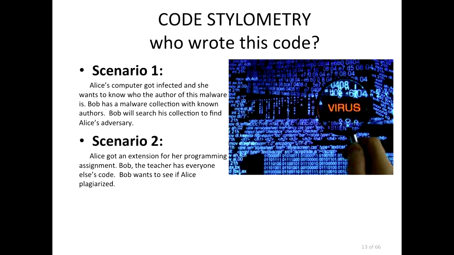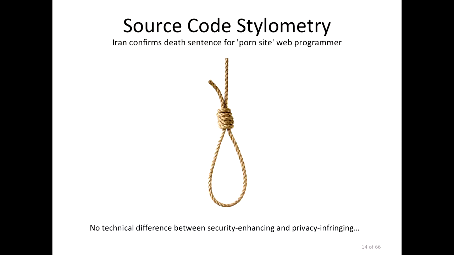And the second scenario applies to plagiarism. Let's say that Alice got an extension to her programming assignment, and her professor, Bob, has everyone else's submission. So Bob can look at everyone else's submission and compare it with Alice's new submission to see if Alice plagiarized. In this case, we're talking about some security-enhancing uses of source code authorship attribution. But unfortunately, sometimes security-enhancing technologies are actually privacy-infringing.